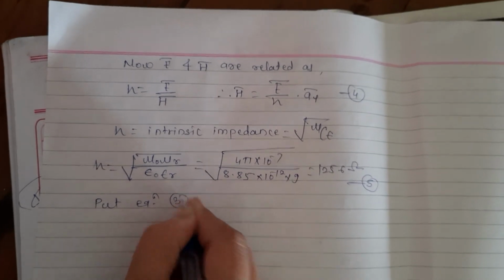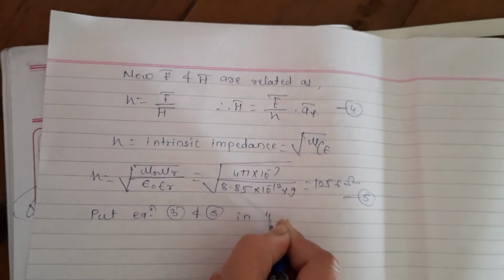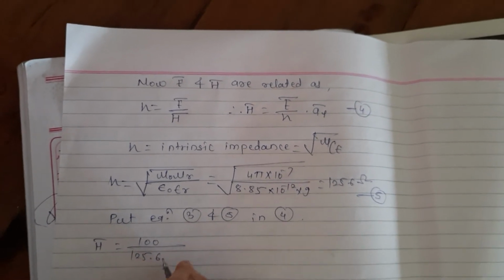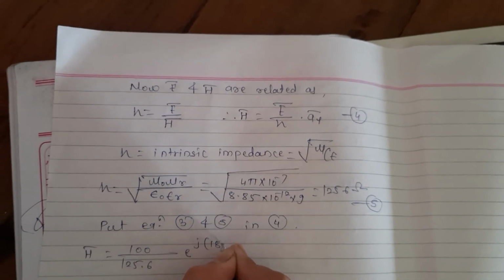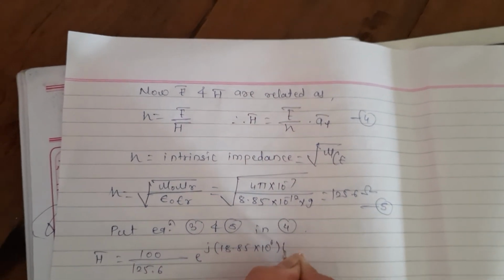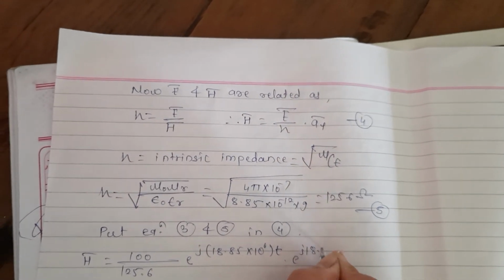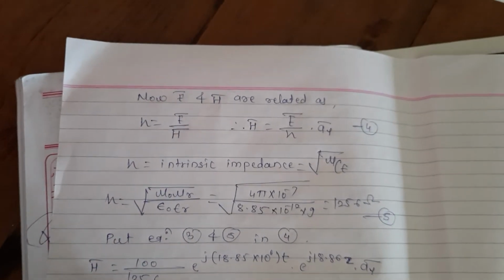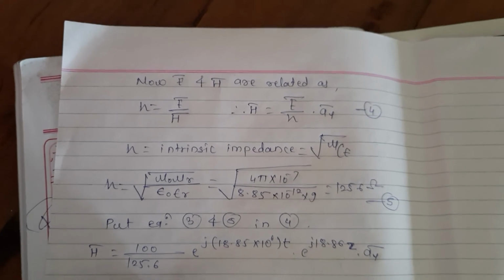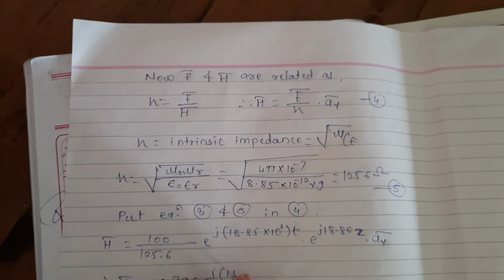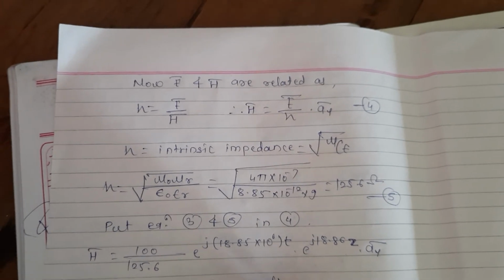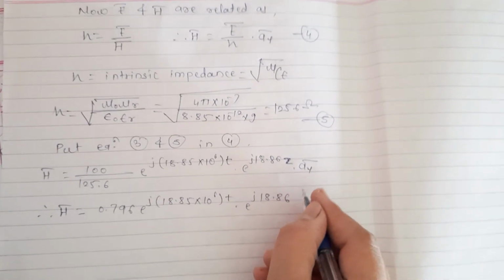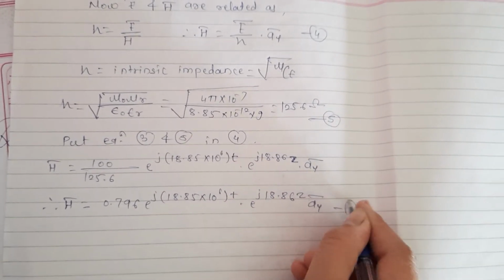Now put equations 3 and 5 in equation 4. So it becomes H bar is equal to 100 by 125.6 e raised to j 18.85 into 10 raised to 6 t e raised to minus j 18.86 z a y bar. So we solve this equation and it is 0.796 e raised to j 18.85 into 10 raised to 6 t e raised to minus j 18.86 z a y bar. This is equation 6.